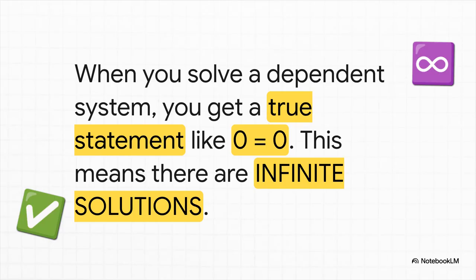And when you try to solve this one, something else cool happens. The variables will all cancel out, and you'll be left with a statement that is always true, like 0 equals 0. This is the mathematical way of saying, well, of course this is true. These lines are the same. It means they intersect at every single point along their path. So there are infinite solutions.